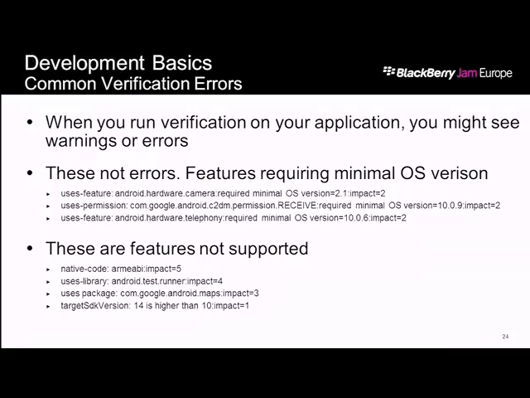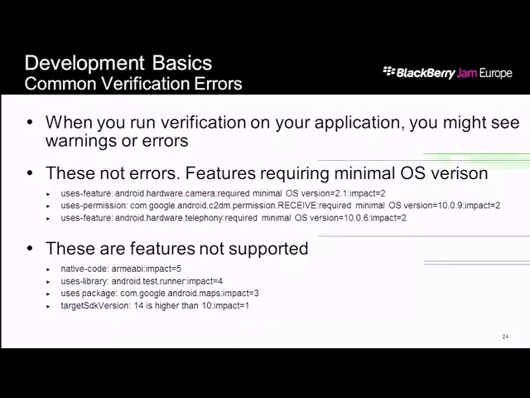So in the first point, these aren't errors. This is just warning you that a feature you're using requires a minimum OS level. Some examples here: the first one is using feature camera. So it's using the Android Hardware Camera API.